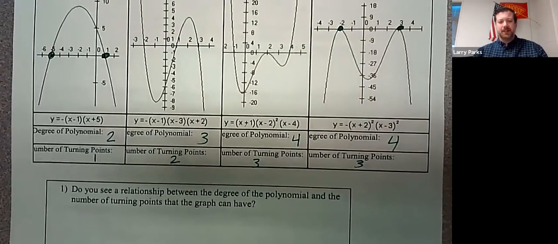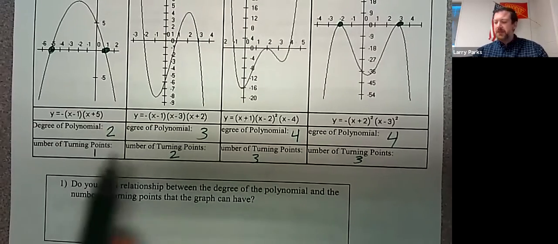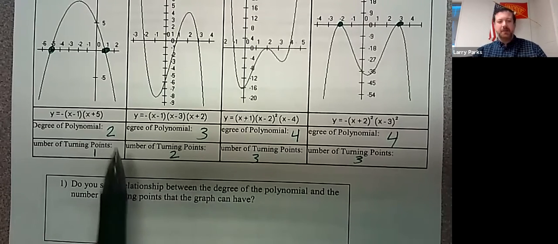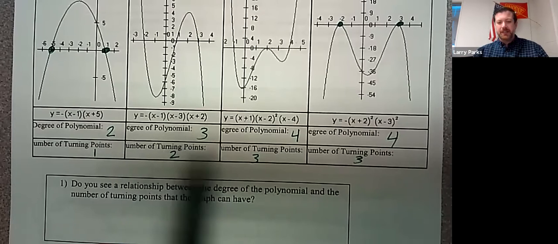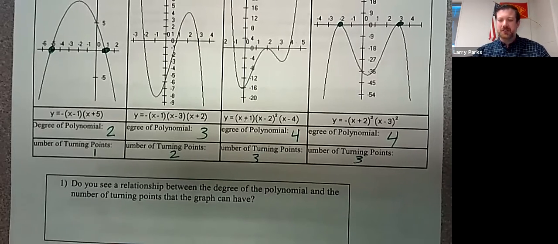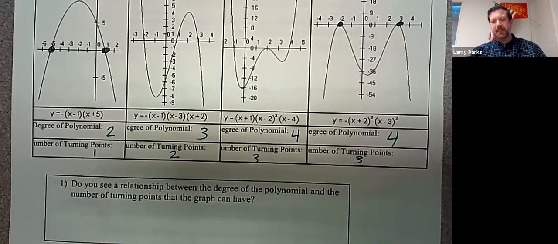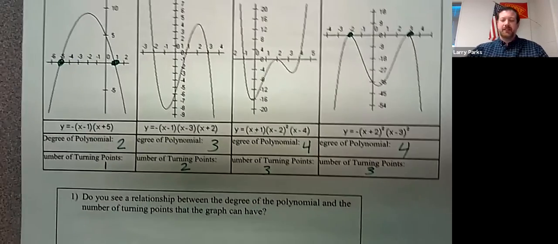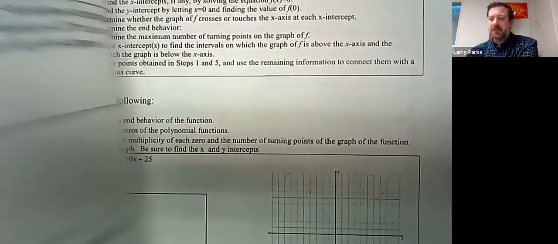And so you may notice that there's a relationship between the degree and number of turning points. I'm not going to fill this box in for time, but you can see 2, 1, 3, 2, 4, 3, 4, 3. So the number of turning points isn't always 1 less than the degree, but it's at the most 1 less than the degree. I'm not going to focus on turning points, but it is something important to know.